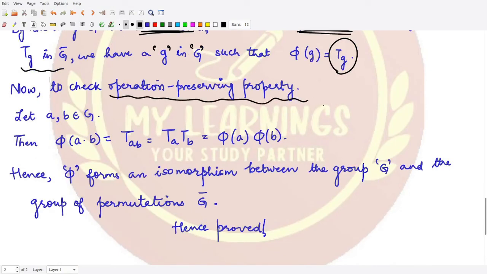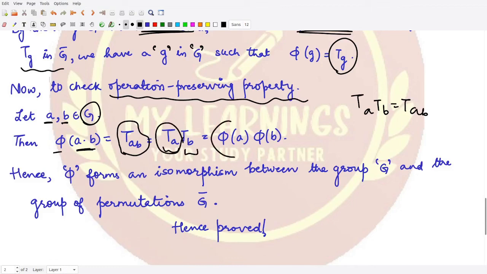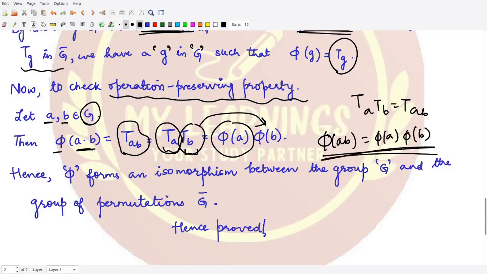Now what does it say? This property says that if we take two elements A and B from the group G, then phi of AB would be T of AB according to definition, and because of the closure property, T of AB is TA composed with TB. So therefore you could write T of AB as TA multiplied with TB. And what is TA? TA is phi of A, TB is phi of B. So therefore we have phi of AB equal to phi of A times phi of B. So therefore we have the operation preserving property for the mapping phi.